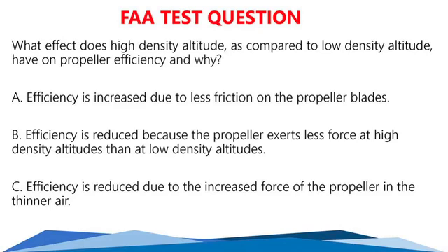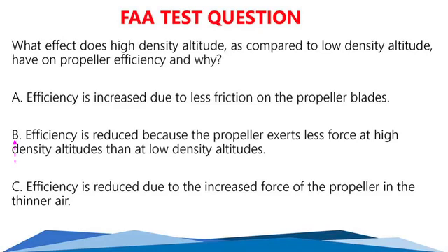All right, so it looks like the balance of the class has the correct answer. So the correct answer here is actually going to be B. It's that efficiency is reduced because the propeller exerts less force at high density altitudes than at low density altitudes. We had 18% of the class with C, which is actually incorrect.